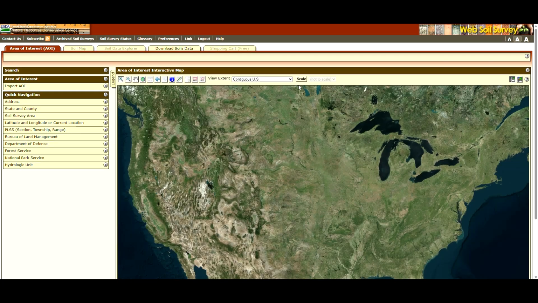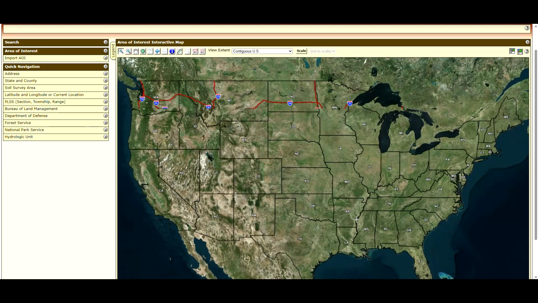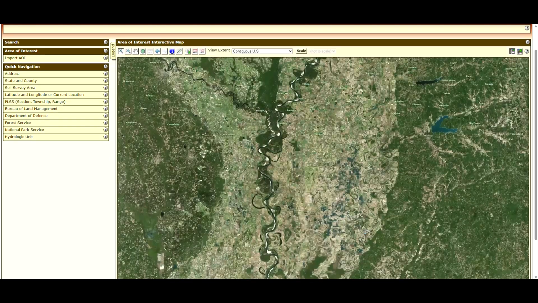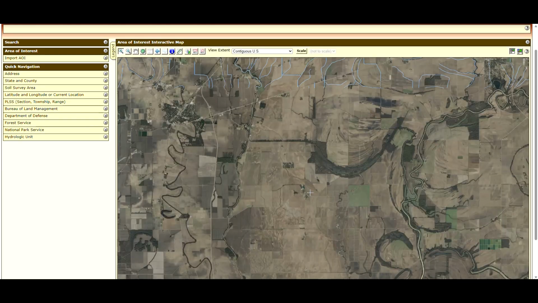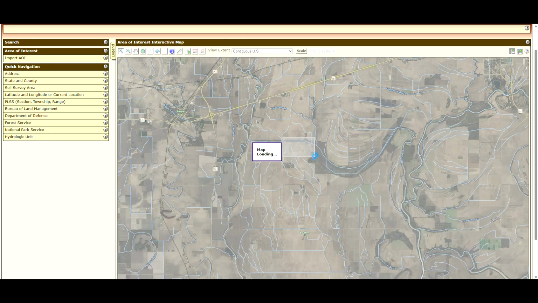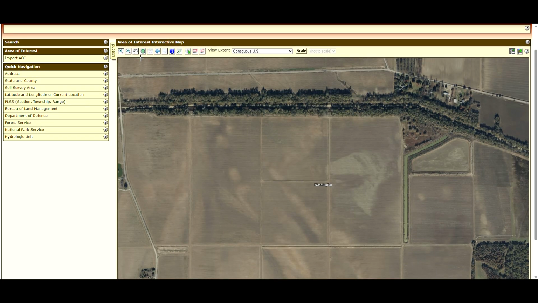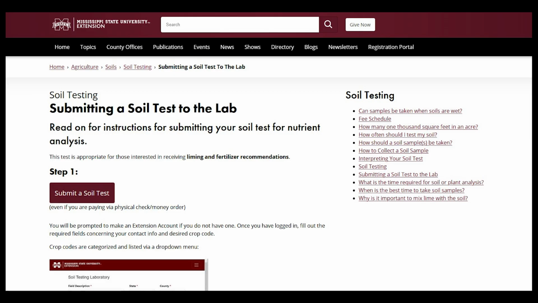Web Soil Survey is an online tool created and maintained by the USDA Natural Resources Conservation Service that allows users to access soil data and information for the United States. Soil samples can also be sent in for testing at local soil laboratories for a small fee. An example of this would be through the Mississippi State University Extension Service's Soil Laboratory.